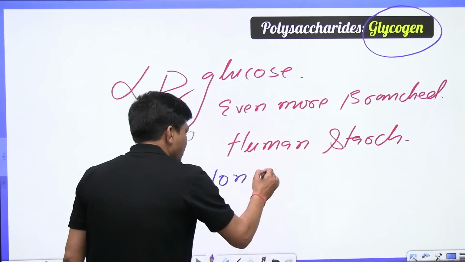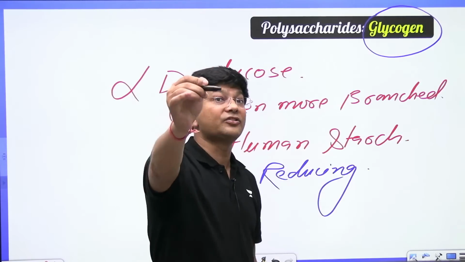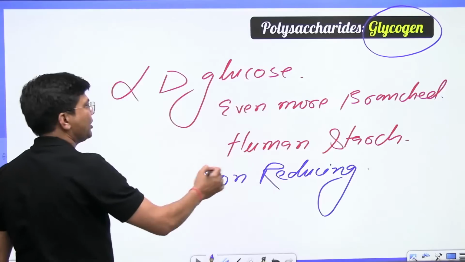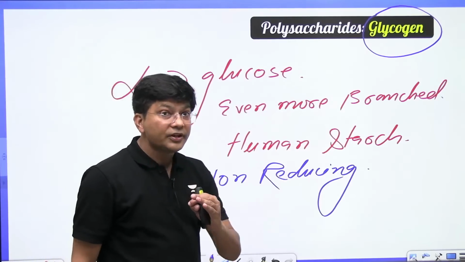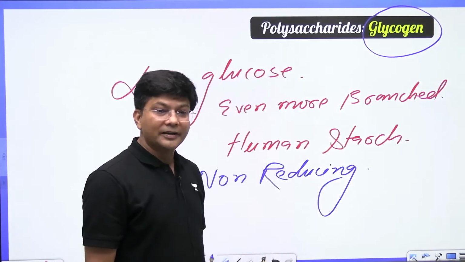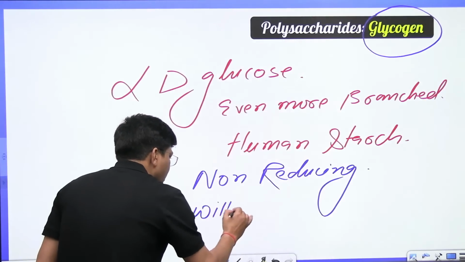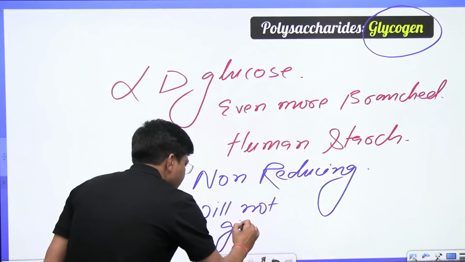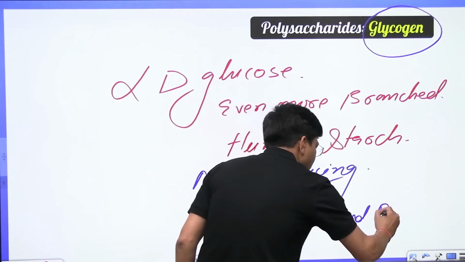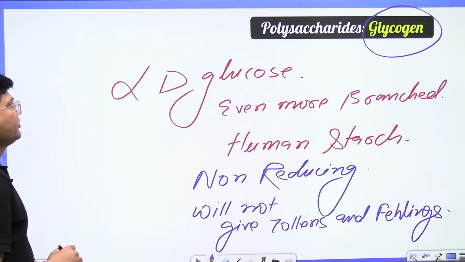Yes, this is non-reducing. Now if the examiner is asking whether it gives a positive Tollens test or negative Tollens test, because the examiner will definitely ask you, will it show a positive or negative test? I am waiting for your answer. So it will not give Tollens test and Fehling test. So let's move ahead.